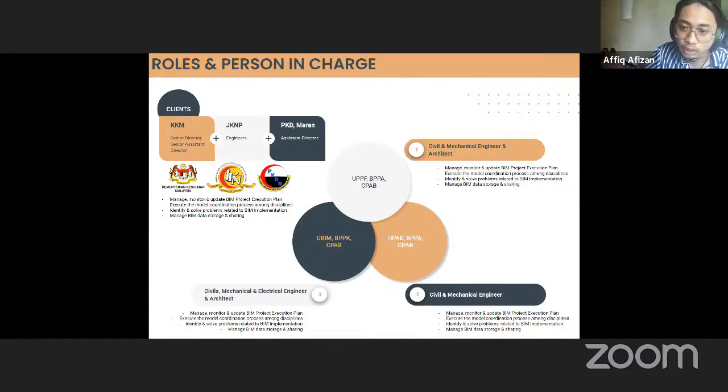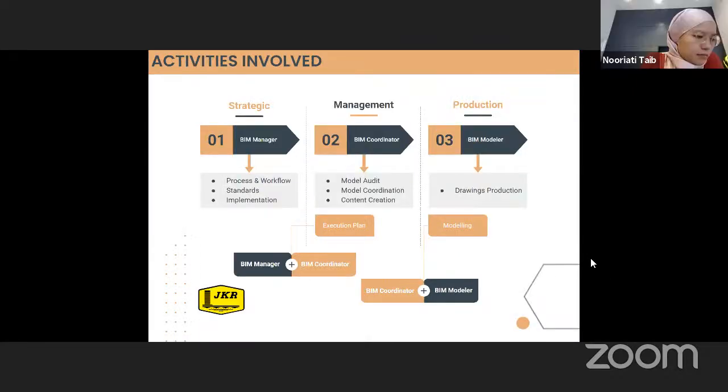And then we have civil and mechanical engineer and architect from UPPF. And also unit BIM also send their civil, mechanical and electrical engineer, and also the architect. Same goes to UPAK, they send their civil and mechanical engineer. Let's see the next slide, please.